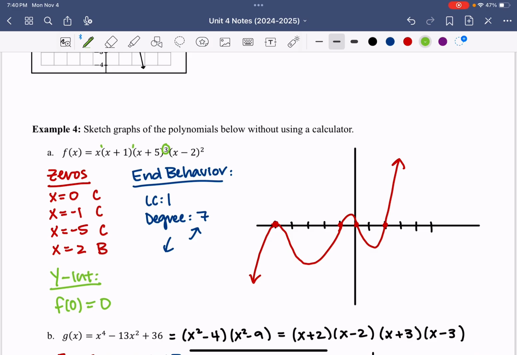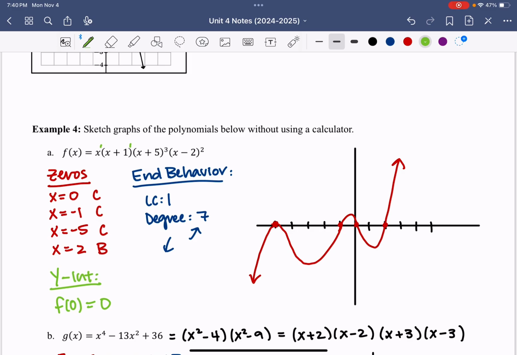The y-intercept, when we plug in 0, is going to be 0. And then the end behavior: looking at our leading coefficient, all of these had a coefficient of 1. I didn't have any other value out in front, so that leading coefficient was 1. The degree is 7, because if I add up all of my exponents, 1 plus 1 is 2, 2 plus 3 is 5, 5 plus 2 is 7. So my end behavior was going to fall on the left and rise on the right. So here's what my graph looks like.